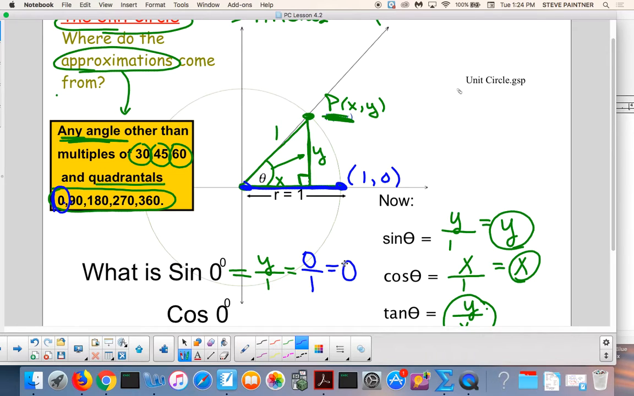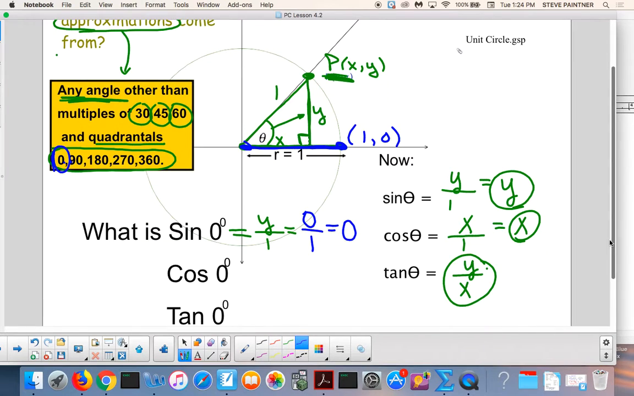Okay. Cosine is what? Well, isn't it just x over what? It is x over r, but the radius is 1, so it's just x. Okay, look at 0. It's x over 1, but look at your x value. It's 1. So it's 1 over 1. Oh, guess what? The answer is 1. Good?